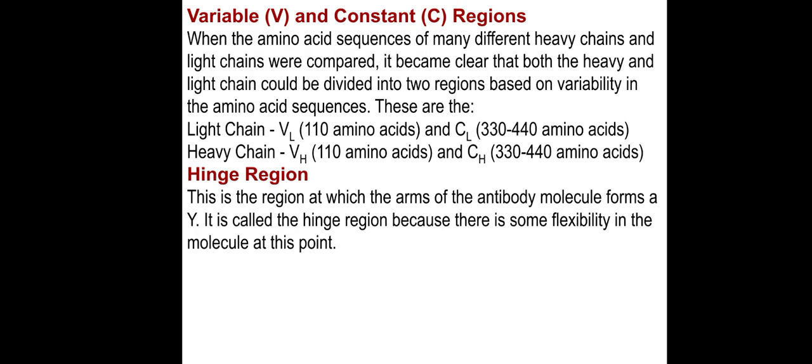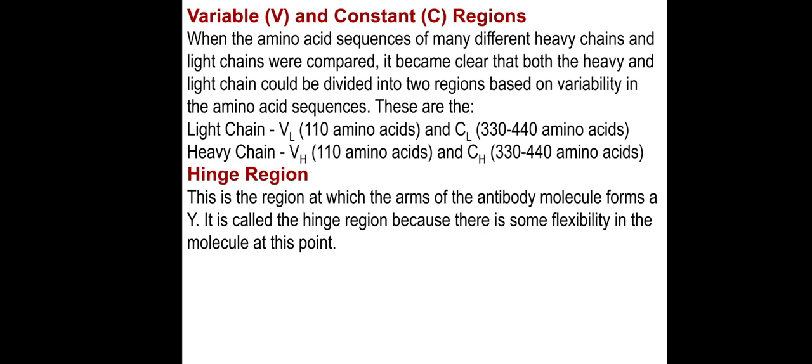What is variable domain and constant domain? Each chain has 2 domains, a variable domain and a constant domain. When the amino acid sequences of many different heavy chains and light chains were compared, it became clear that both the heavy and light chains could be divided into 2 regions based on variability in the amino acid sequences. It is based on the amino acid sequences only.